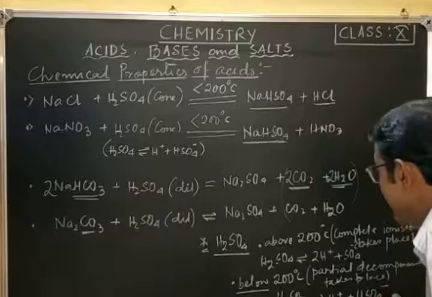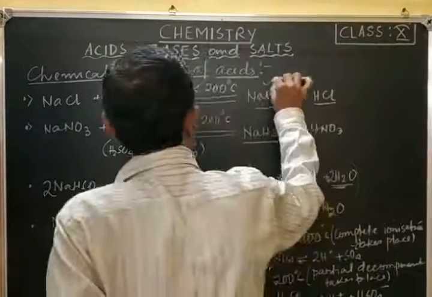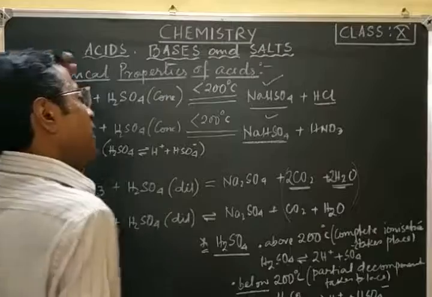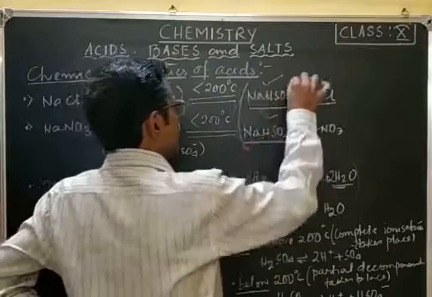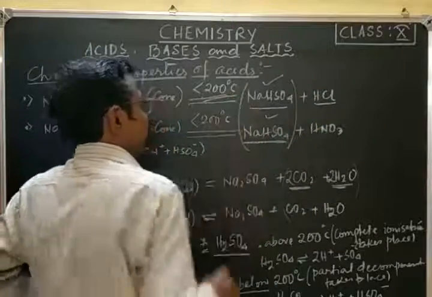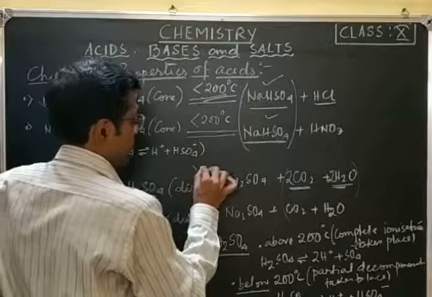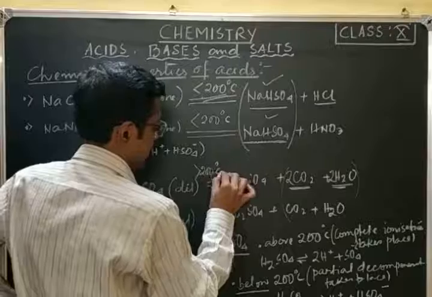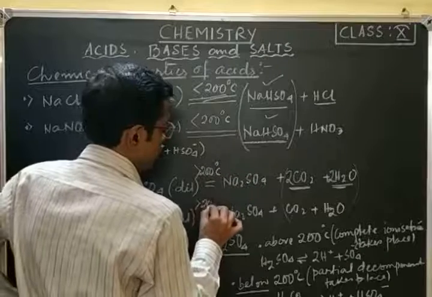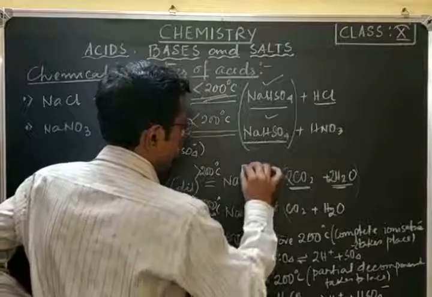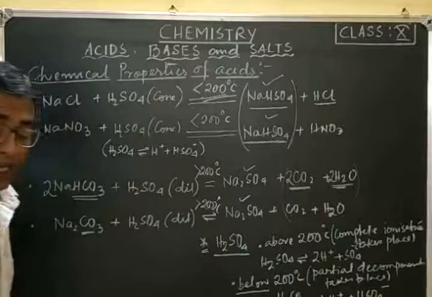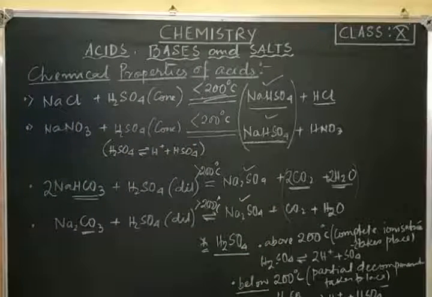You can see in the formation of product, in these two cases, partial dissociation takes place because the reaction is taking place below 200 degrees Celsius. But here the reaction is taking place above 200 degrees Celsius. It is also above 200 degrees Celsius. That's why complete dissociation takes place and the product is sodium sulfate.